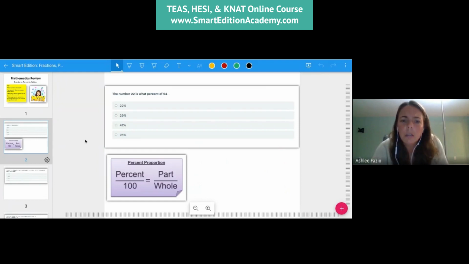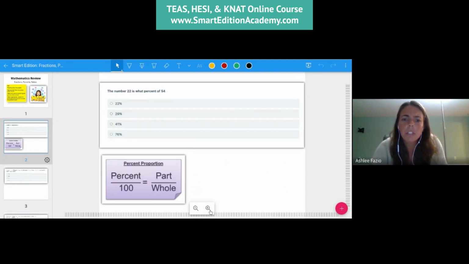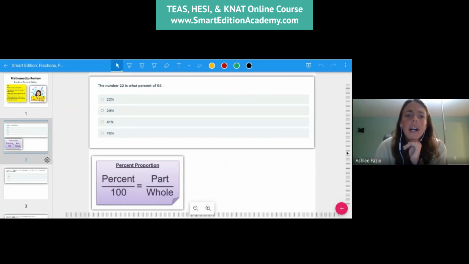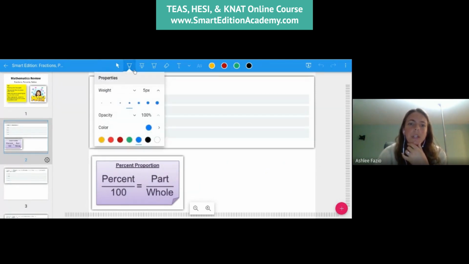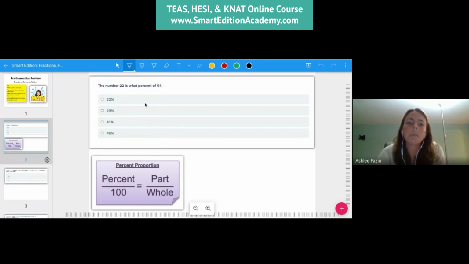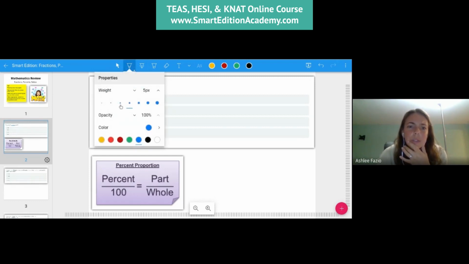Okay, and just maybe zoom in just a tad. I should be able to see that all right. So the first question just says the number 22 is what percent of 54? This is one of those things where I'm going to go through and make sure I know what I'm trying to find. And in this case, we want to find the percent.